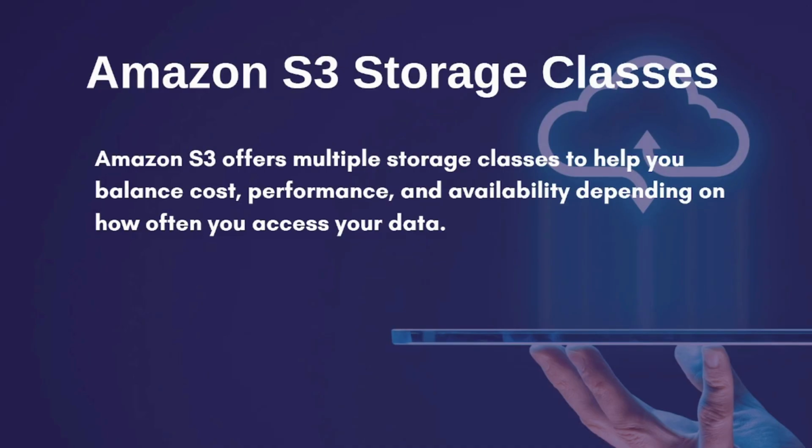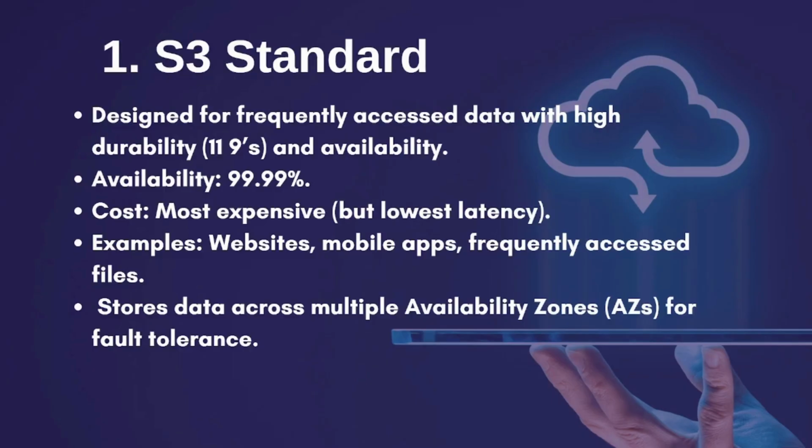you access your data. The first class is S3 Standard. It is designed for frequently accessed data with very high durability, that is 11 nines, and availability of 99.99%. It is the most expensive of all the storage classes, but it has the lowest latency in terms of accessing the data. Examples where we can use S3 Standard are websites, mobile apps, and frequently accessed files. It stores data across multiple availability zones for fault tolerance.